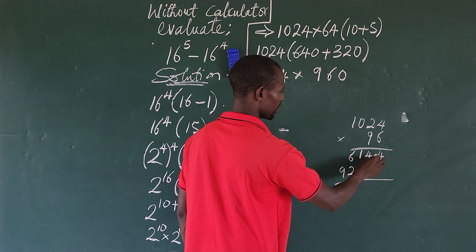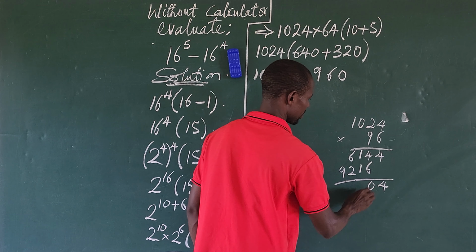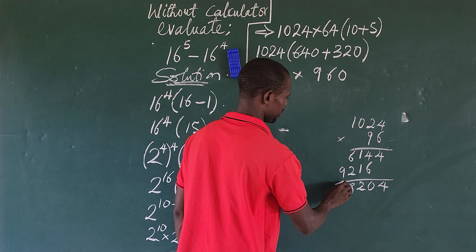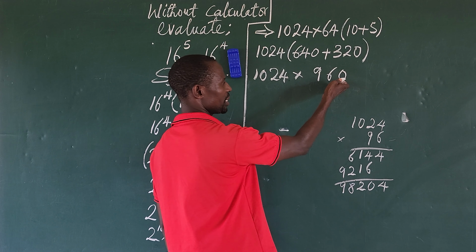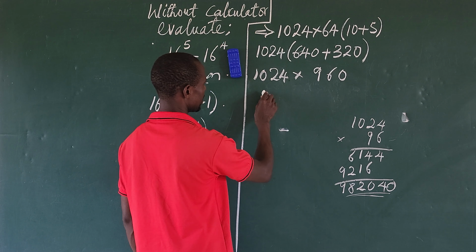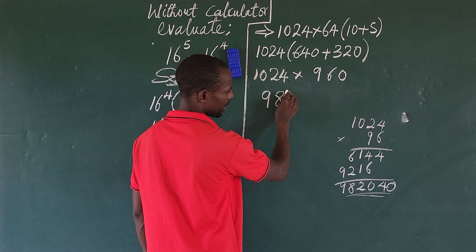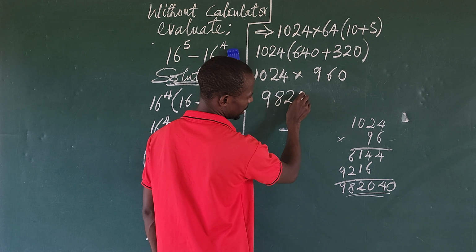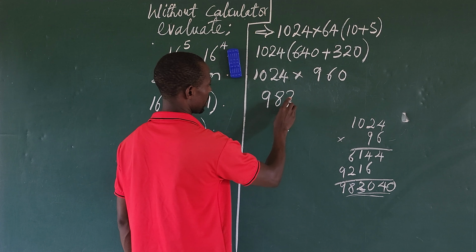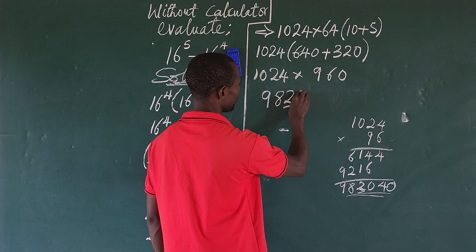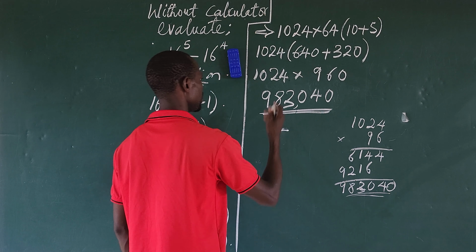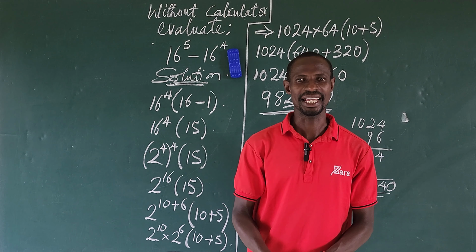So we can add up here to give us 4. Here we have 0. Here we have 2. Here we have 8. Here we have 9. Remember, I said keep this 0 here, so add it to the figure. So we end up having 9, 8, 2, 2. Here we carry 3, to give us 3. So there we have 983,040. So without the use of the calculator, this is how you solve this.